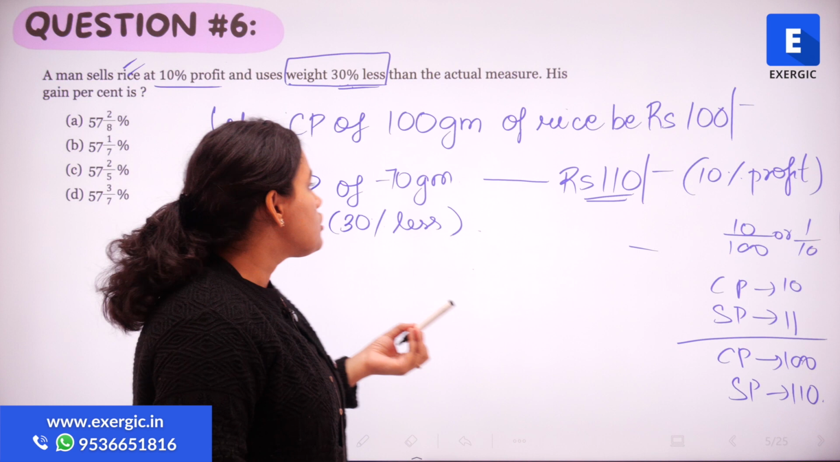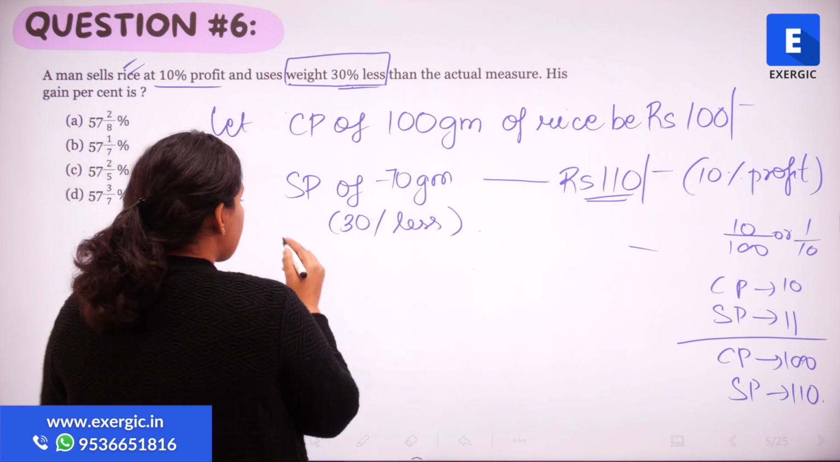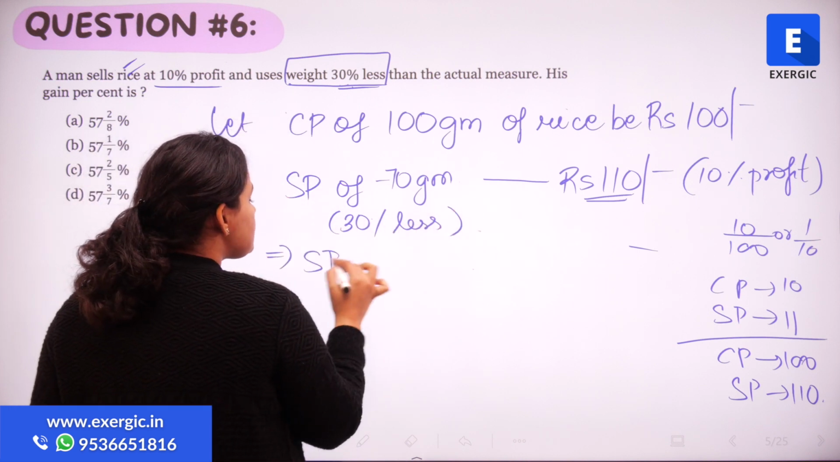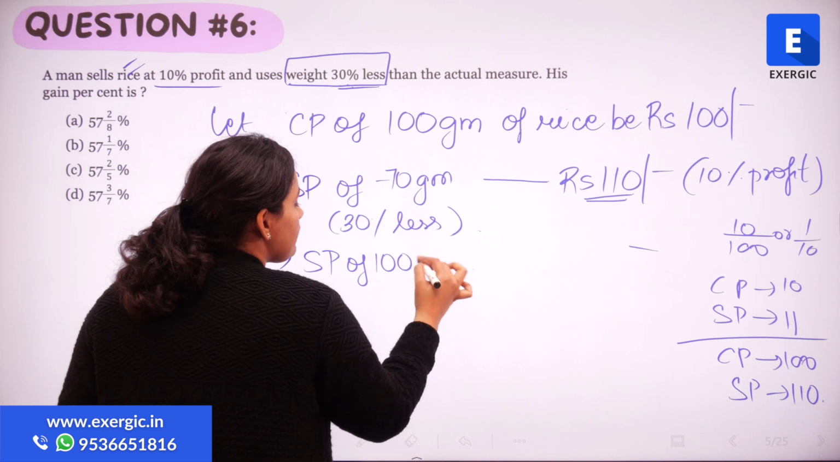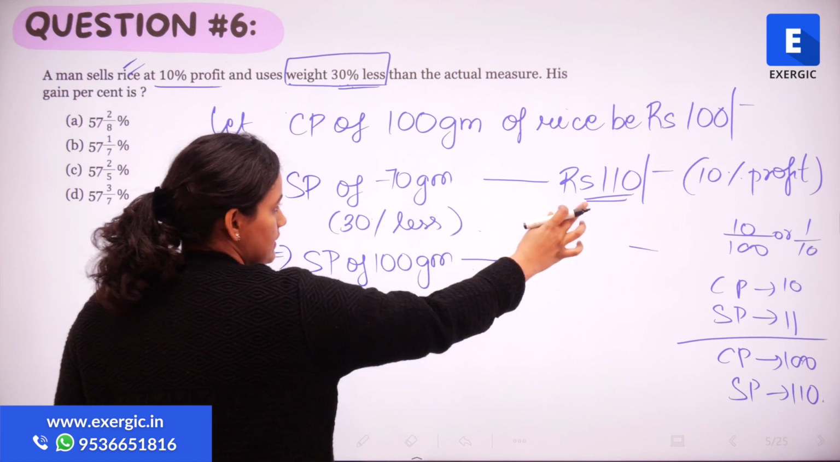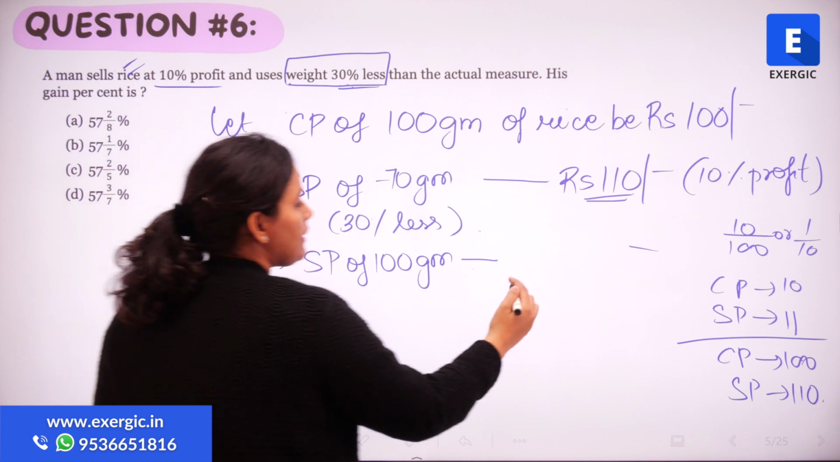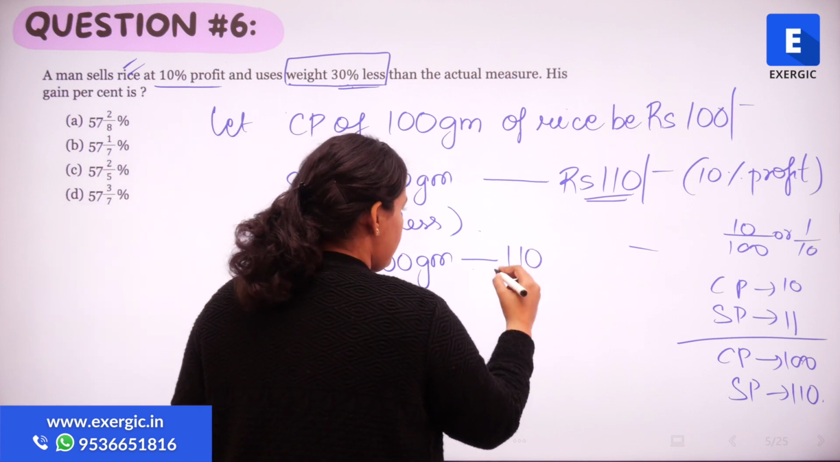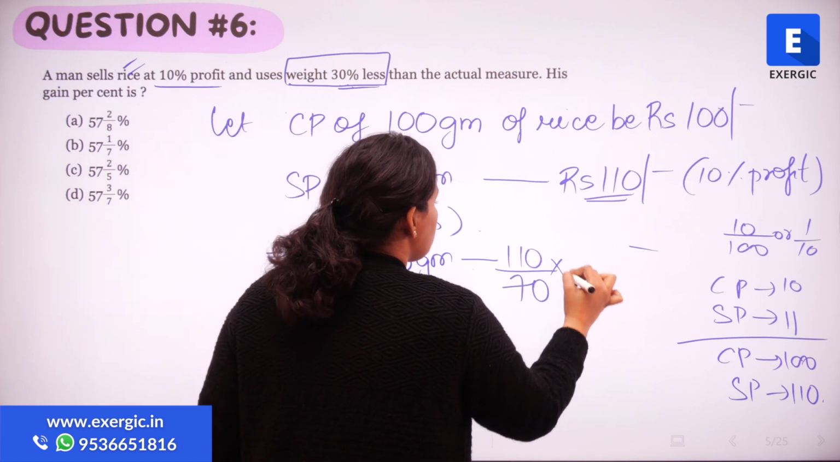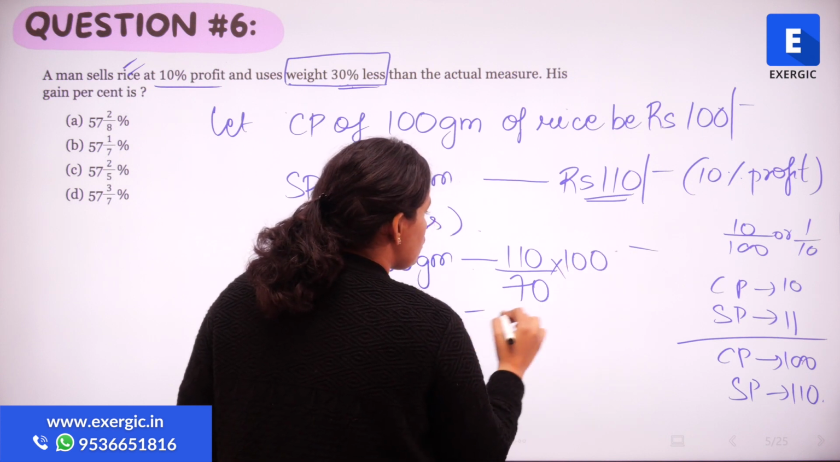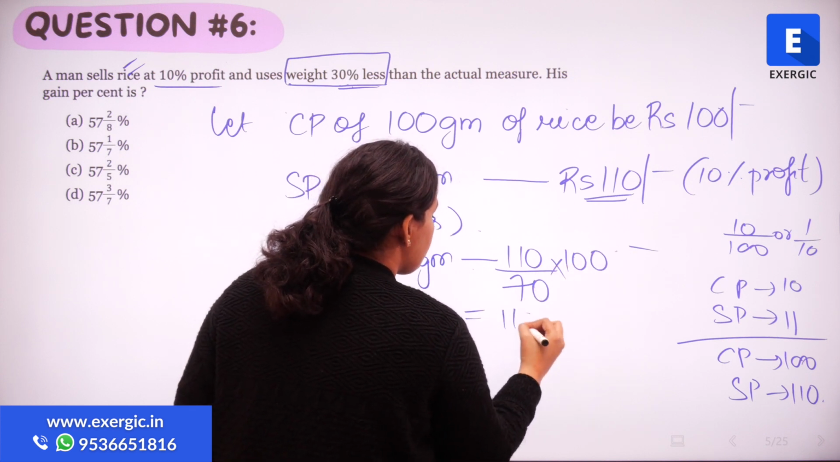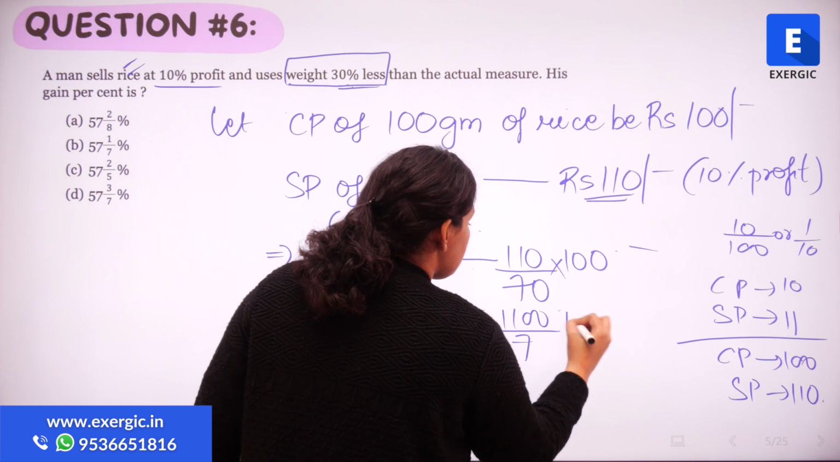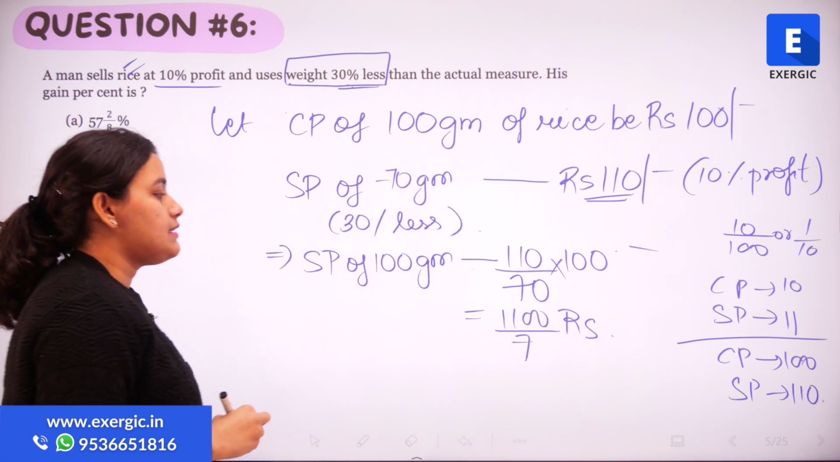And that's all. So if I have the selling price of 70 grams, what is going to be the selling price of 100 grams? If I am selling 70 grams of rice at 110, what is going to be the selling price of 100 grams? Very simple, 110 by 70 into 100, right? So this is going to be nothing but 1100 by 7. This is the selling price.